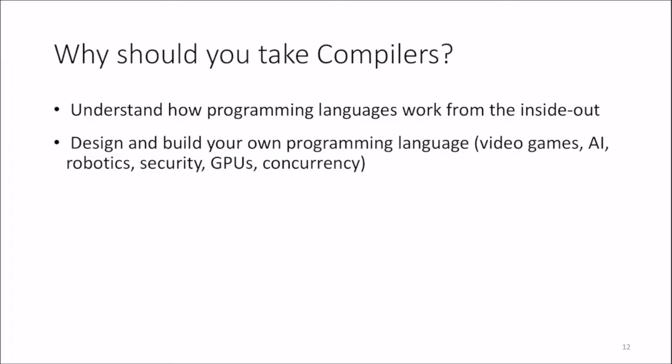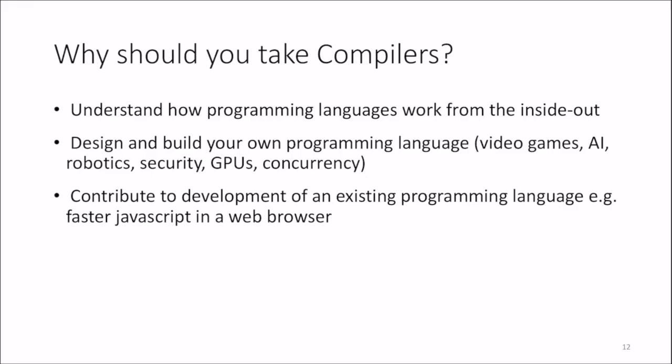It's not just general purpose programming languages, but also you can write a programming language for video games, for AI, for robotics, security. How about a language that deals with GPUs now that they're so common and commonly used for lots of different applications, including machine learning. Concurrency, so dealing with 60 cores, maybe a programming language that makes it easy to deal with concurrency is something that you're interested in. Well, if you want to build a compiler for your new programming language, you need to take a compilers course, obviously.